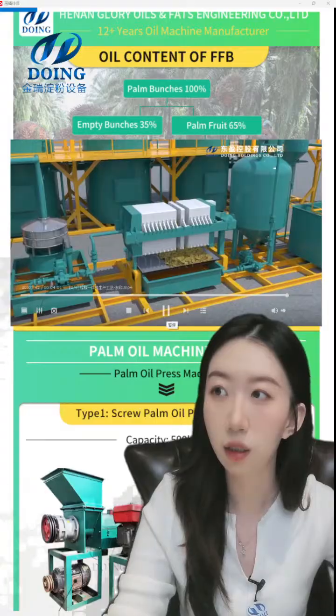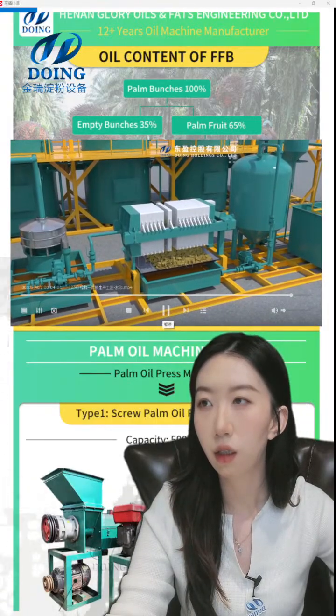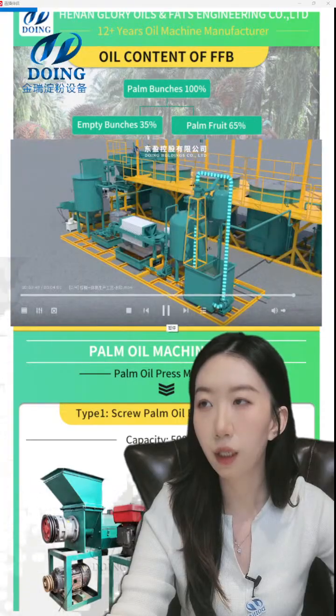After production, the impurities on the plate filter will be removed.